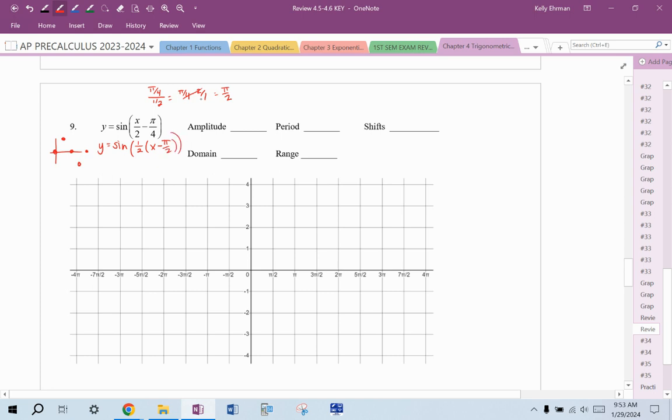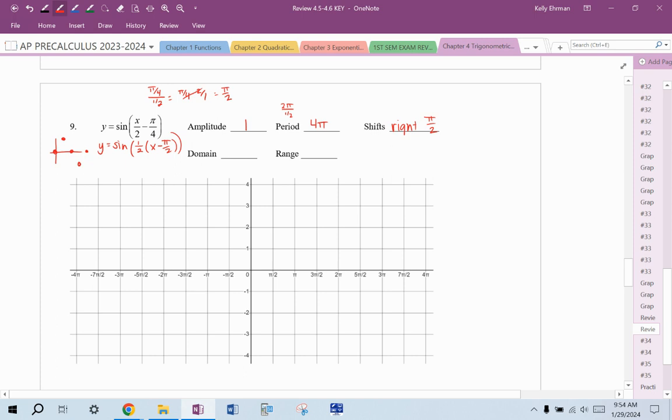If you're a little shaky on that math, then double check: if you were to distribute the 1/2 back through, you would get x over 2 minus pi over 4. Amplitude is 1. Period is 2 pi divided by 1/2, so 4 pi. Shifts, we're going to the right, pi over 2. So that's the phase shift.